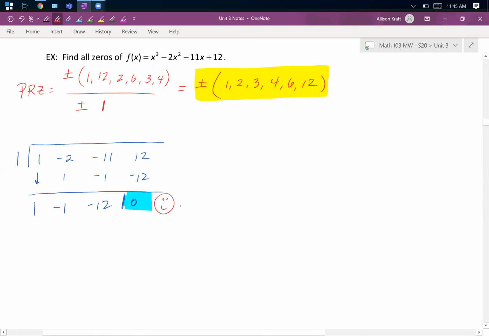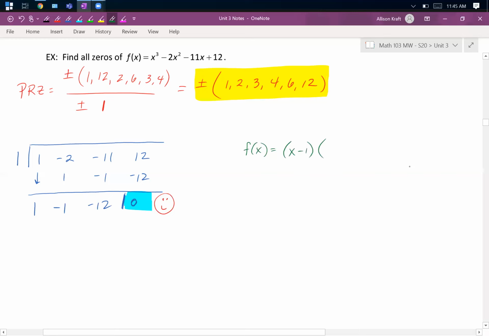And I'm happy about that because that tells me that I have a 0. And if I have a 0, that means that I have a factor and I can start breaking down f of x. All right, so if our 0 is positive 1, what's the factor that goes with that? X minus 1. It's always the opposite.